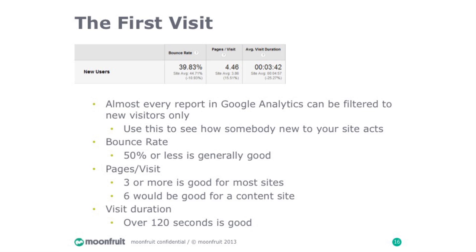And the final one is average visit duration. Again, massively varies. So for example, if you are a video heavy site and your main function is to make a new user come and watch your video to educate them, then this is going to get skewed massively. But generally, 120 seconds is not a bad thing to start off doing.